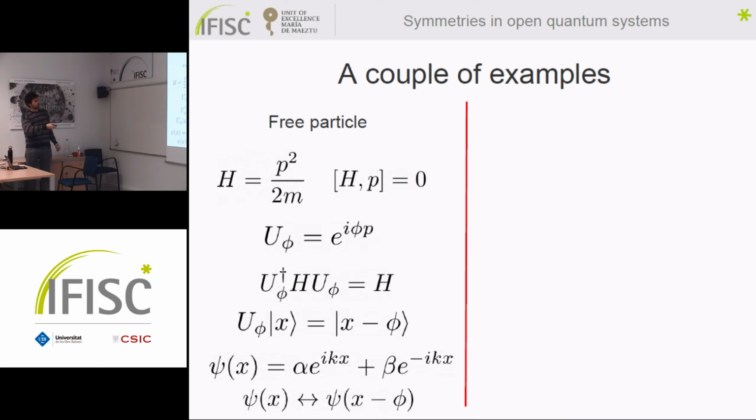What does it mean? It means that this transformation, the famous translation in space, is like this. What does it mean for the wave function? Well, if we take a wave function and translate it, we get this psi(x minus phi), a new wave function. The new wave function is different from the one before, but it's still an eigenfunction of the Hamiltonian with the same energy.